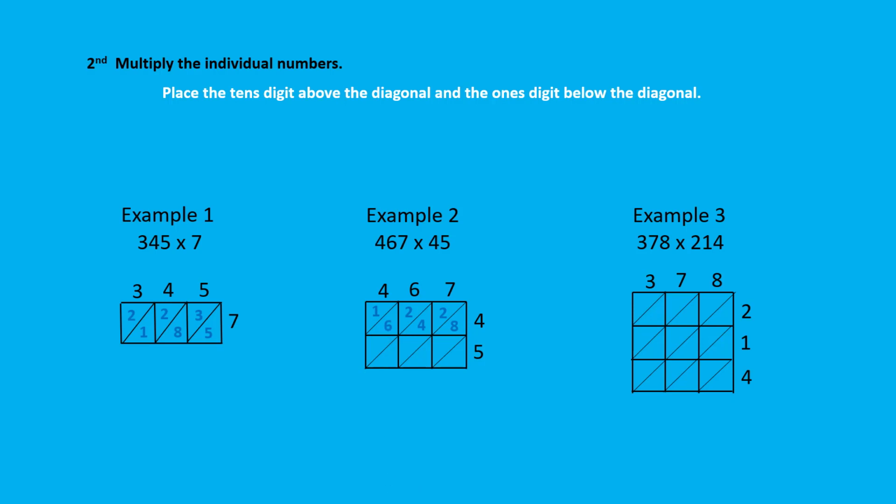Now we multiply by the 5. 5 times 7 is 35. 5 times 6 is 30. 5 times 4 is 20. And we fill in the lattice. Example 3, multiply by 2.